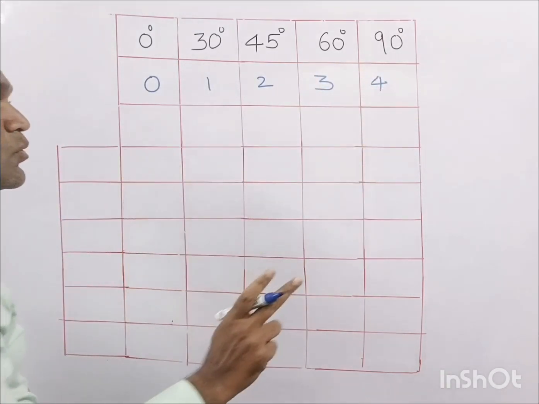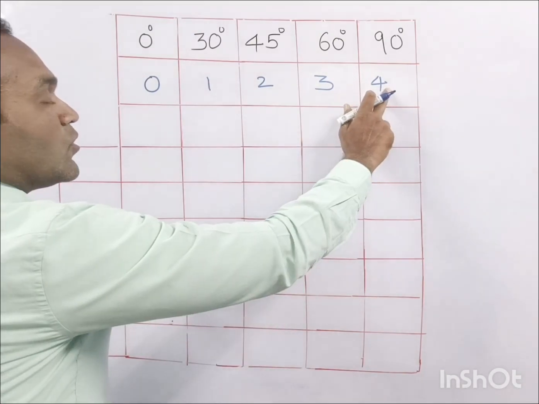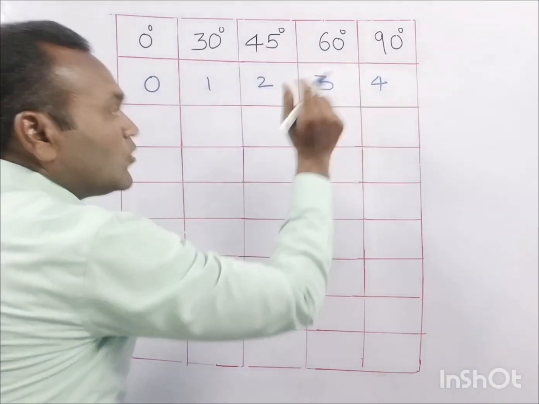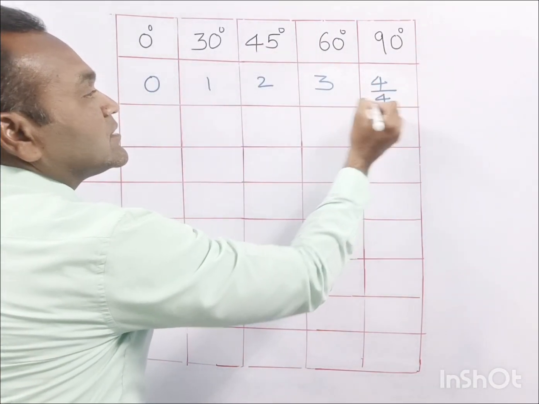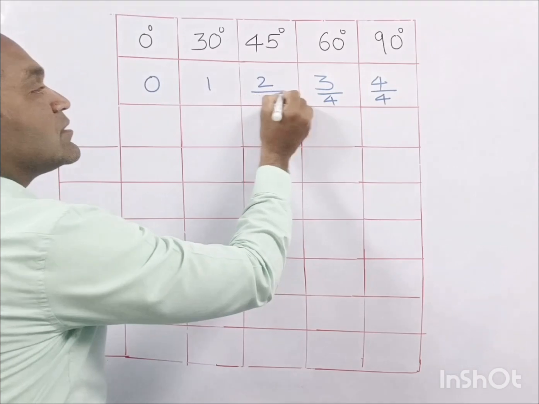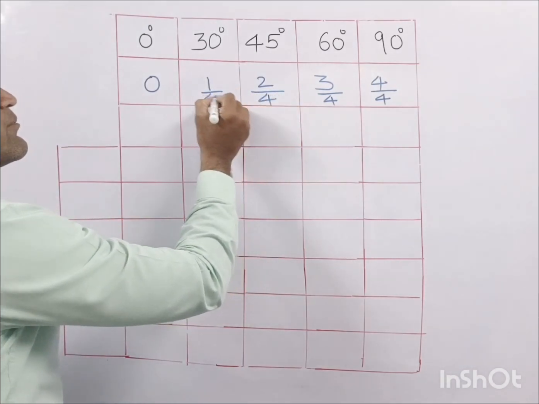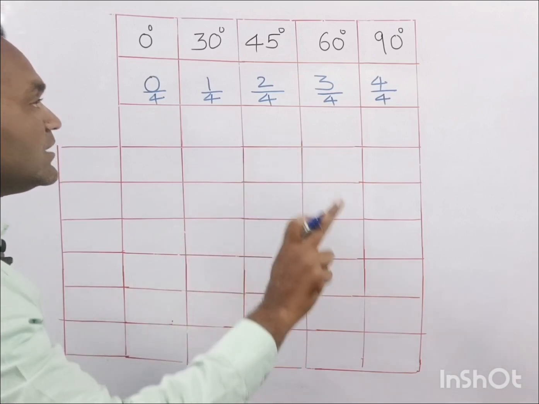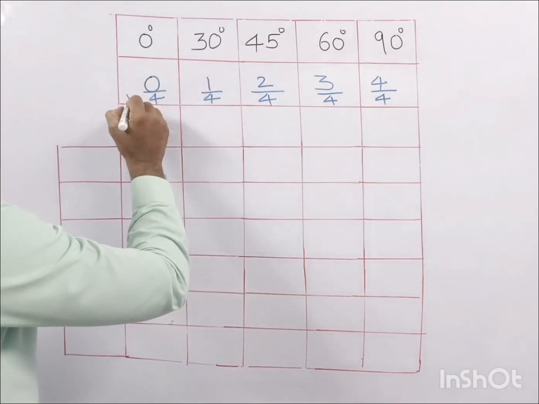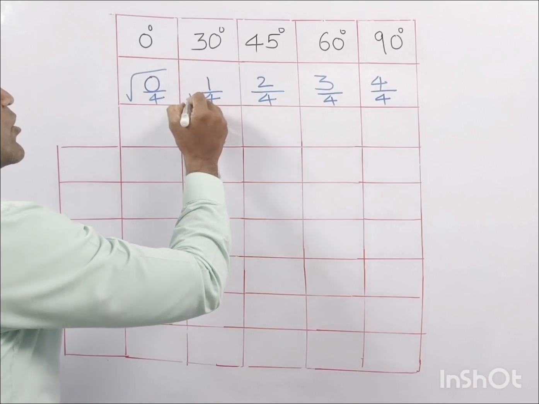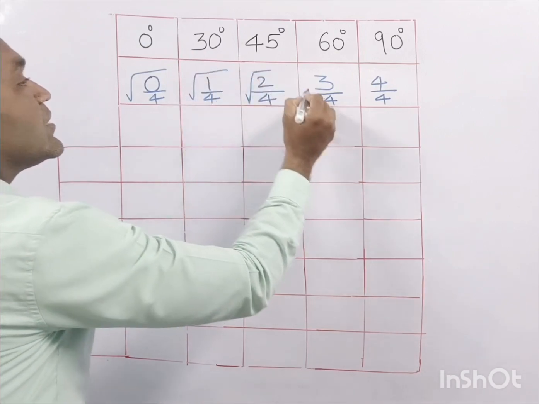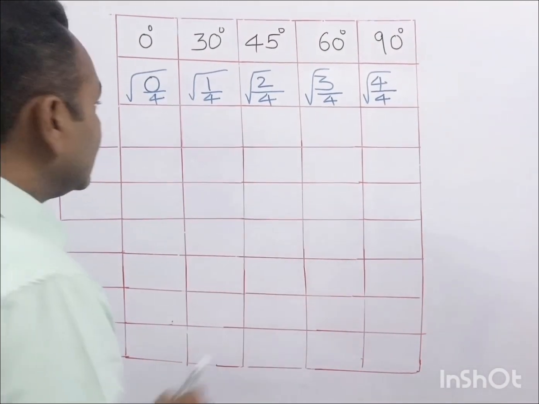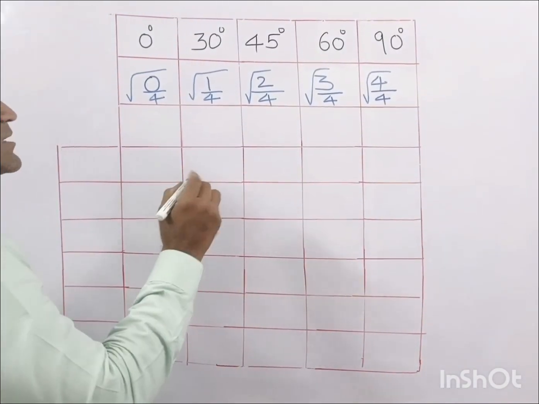Step number 2: what is your last number here? 4. So divide each number by 4. This is your second step. Next step is to apply a square root on each number. Then the next step is just to simplify.